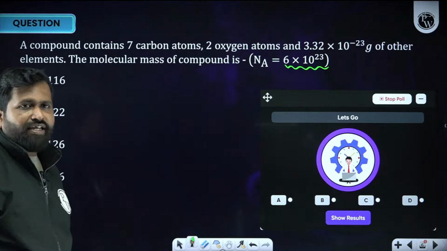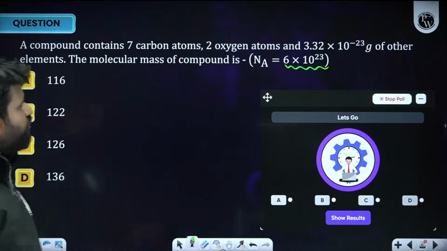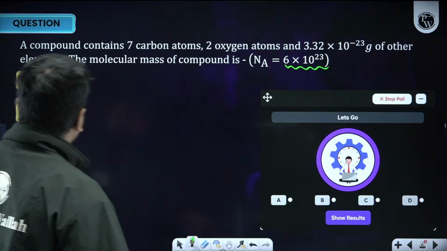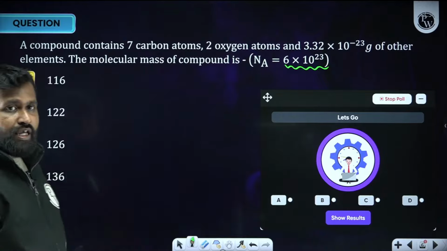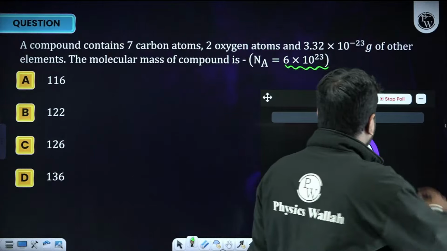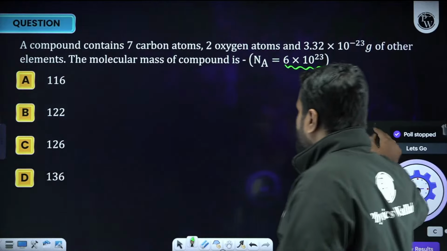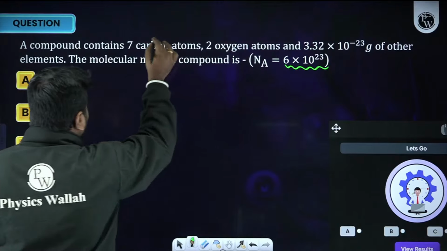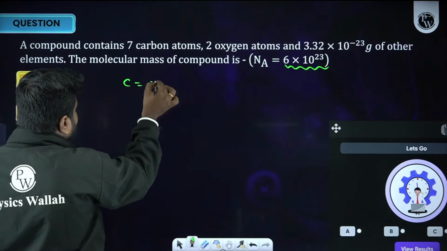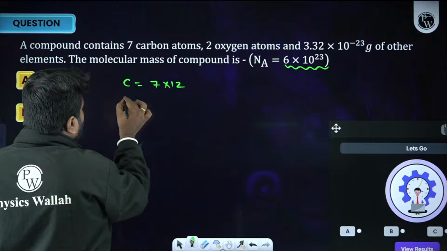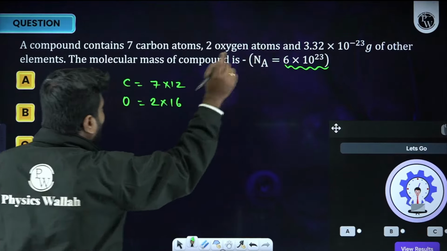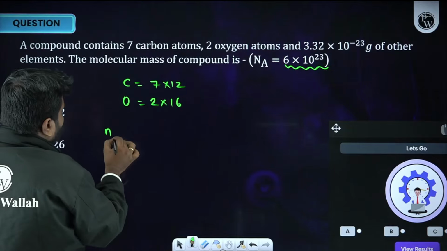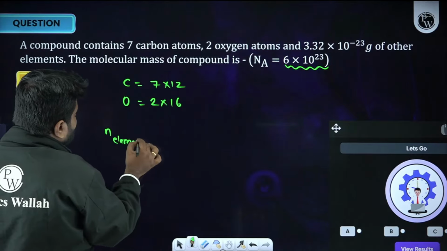A compound contains 7 carbon atoms, 2 oxygen atoms and this many grams of another element. Okay, everyone is getting D. So shall we check how to do it? 7 carbon atoms, so carbon is 7 into 12. 2 oxygen atoms, so 2 into 16. That many grams of the other element. So how to find the number of moles of the other element?